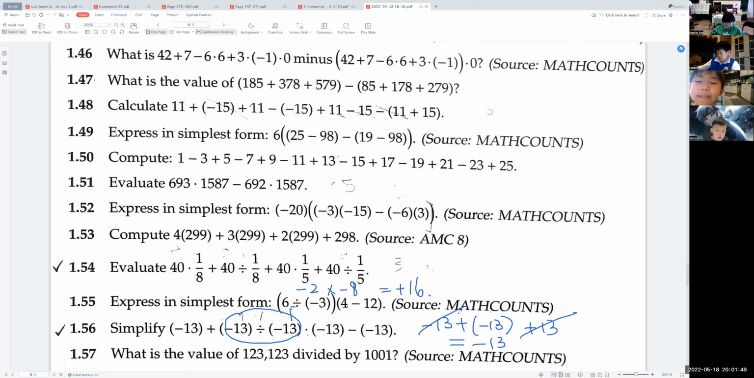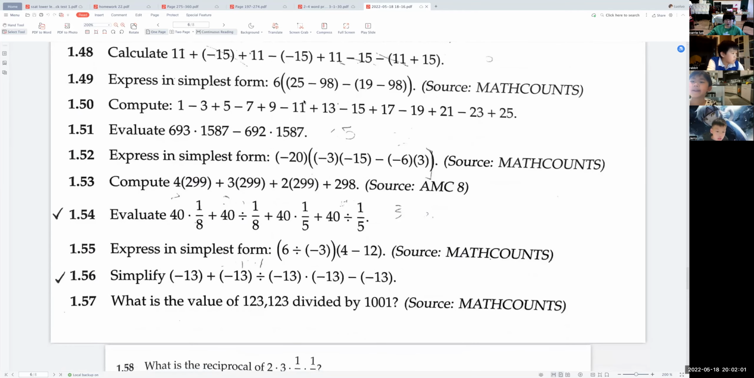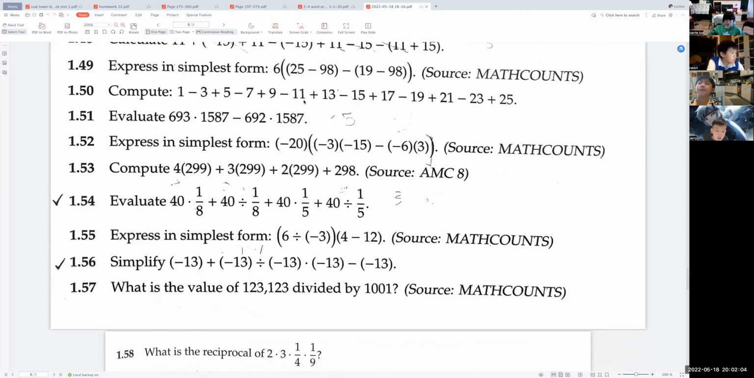123. Okay, so last one. What is the value of 123 divided by 1001? Okay, 123. So very good. 120. Good job. Okay, so now everybody, this is your homework.